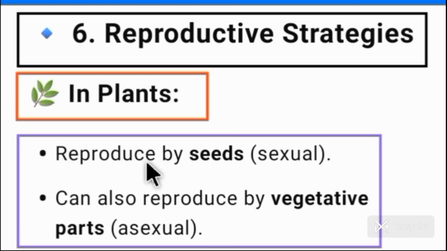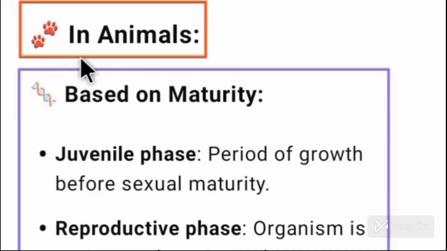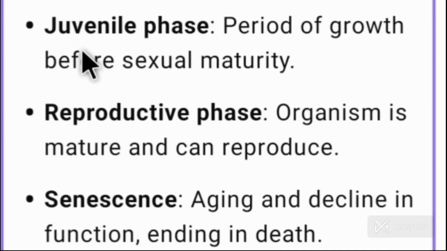In reproductive strategies, first of all, we will discuss about plants. When plants reproduce with the help of seeds, it is called sexual reproduction. And when plants reproduce with the help of vegetative parts, it is called asexual reproduction. Now we will discuss about animals. In case of animals, based on maturity, there are three phases. First is juvenile phase, second is reproductive phase, and third is senescence phase.